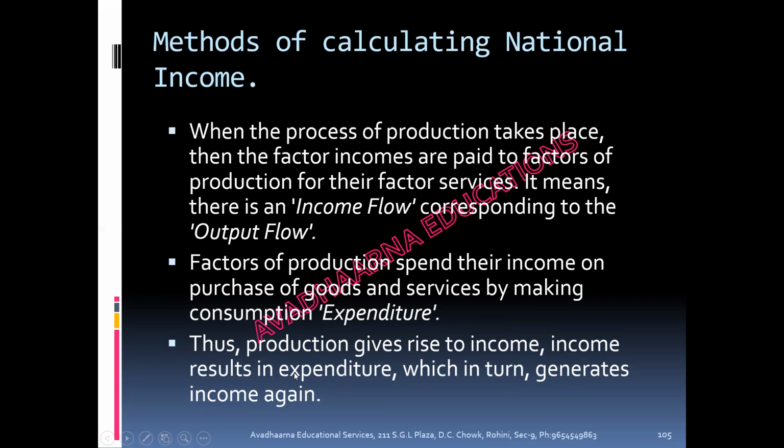And this is what we learned when we did our first chapter, circular flow of income, that is how the real flow and money flow take place in the economy. Production gives rise to income. Income results in expenditure, which in turn generates income again.